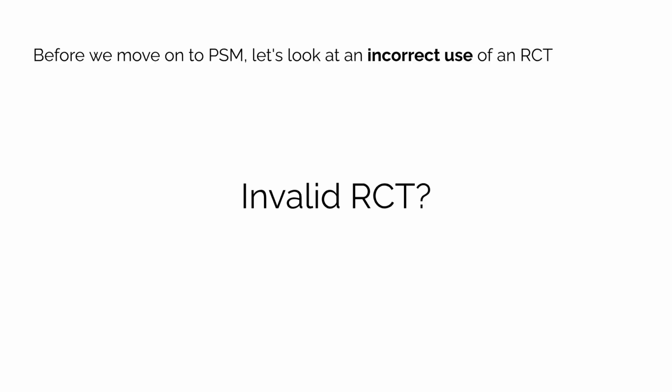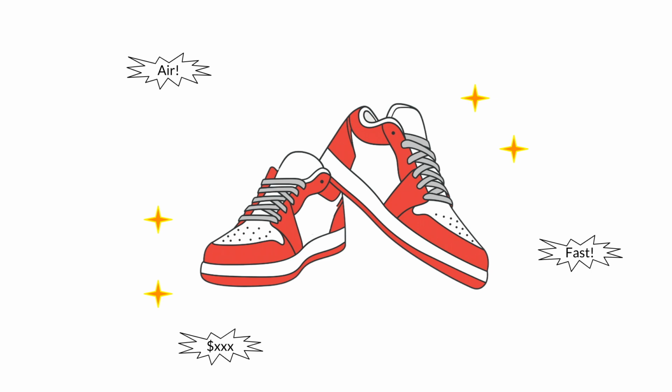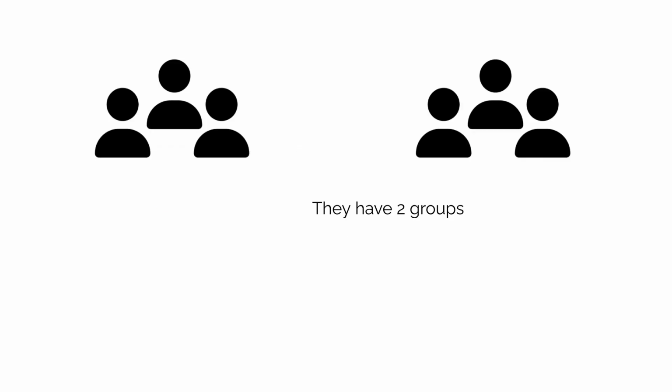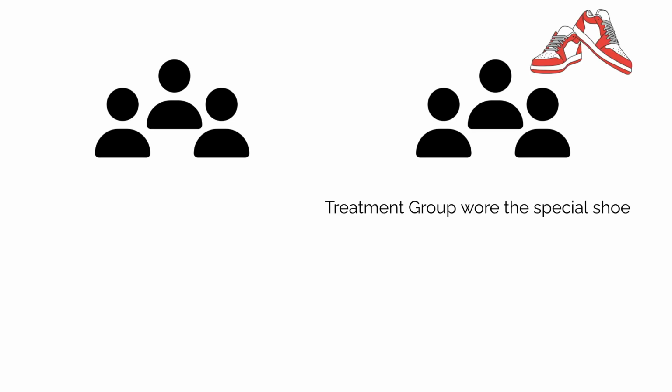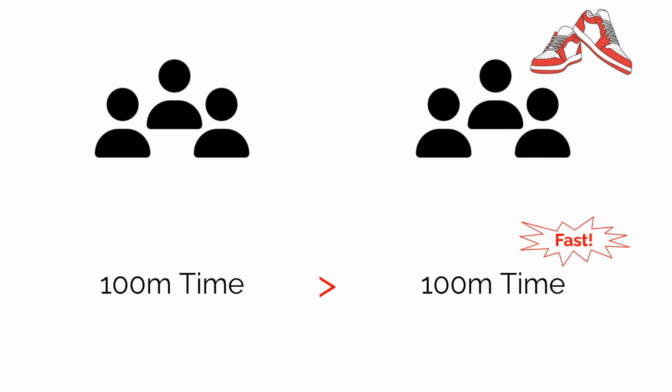Before we move on to PSM, let's look at an incorrect use of an RCT. A sports brand has released new special shoes. They are very expensive, but they claim that wearing these shoes will make you run faster. Your son is begging you to buy them. According to this brand, of two groups, they had only one group wear these special shoes and conducted an experiment to measure their 100-meter dash times. They claimed that the treatment group had better times.